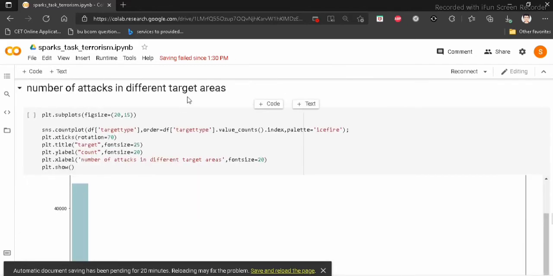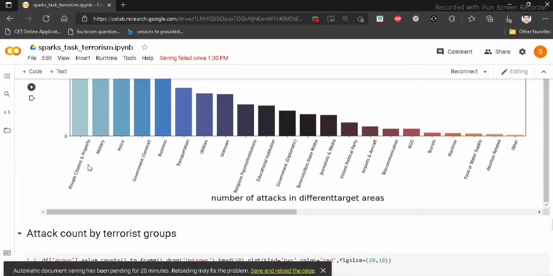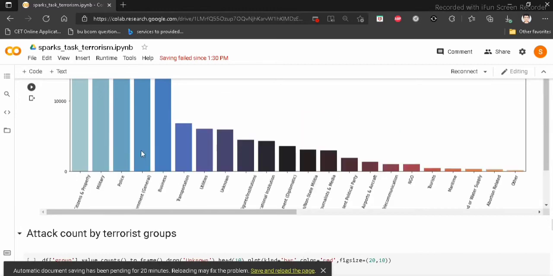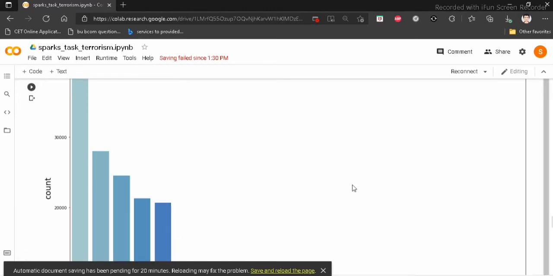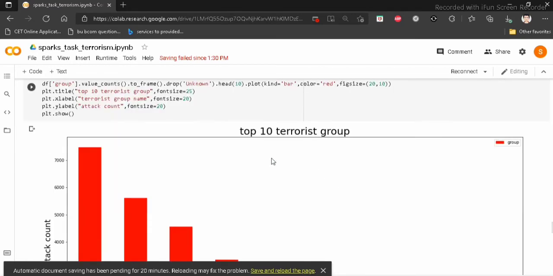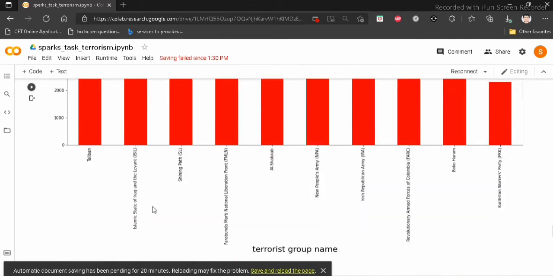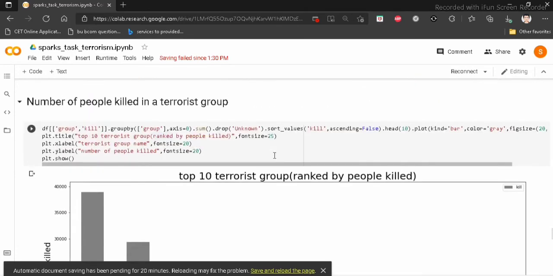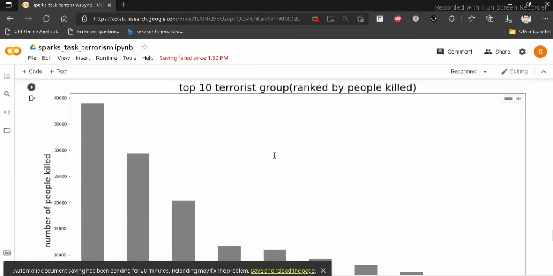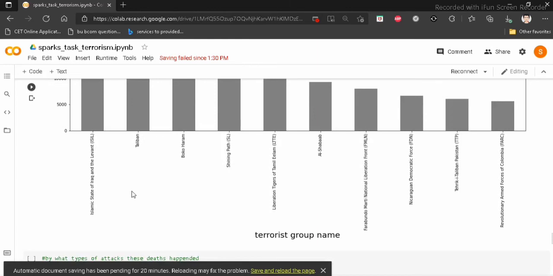Next graph has the number of attacks in different target areas. We can see that it is majorly private citizens and property, followed by military and police, which are the major target areas for terrorist attacks. Then the next graph represents the top 10 terrorist groups, which are Taliban, then the Islamic State of Iraq and the Levant, followed by the Shining Path. Next graph represents the top 10 terrorist groups ranked by people killed, which includes the Islamic State of Iraq and the Levant, followed by Taliban and then Boko Haram.